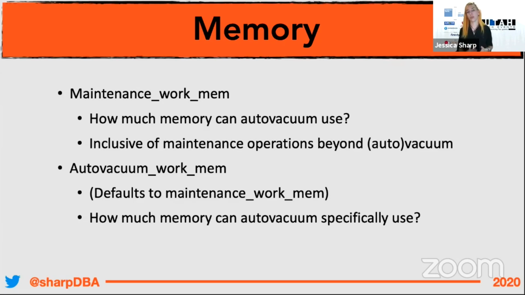So if you've got other maintenance operations going on while your autovacuum is running, there is going to be contention. They're both sharing the maintenance_work_mem pool. Now the autovacuum_work_mem parameter, by default, I think in all the versions, it defaults to your maintenance_work_mem value. But this is specific to autovacuum.